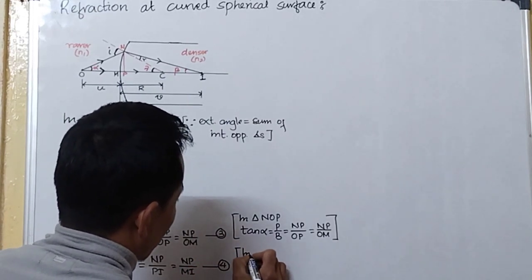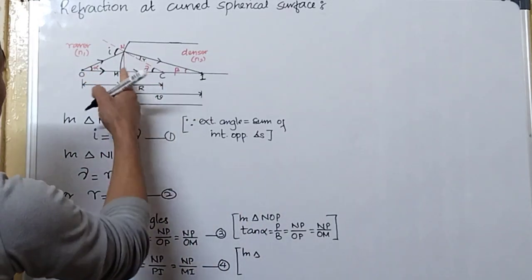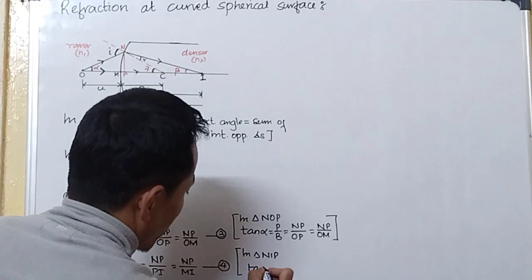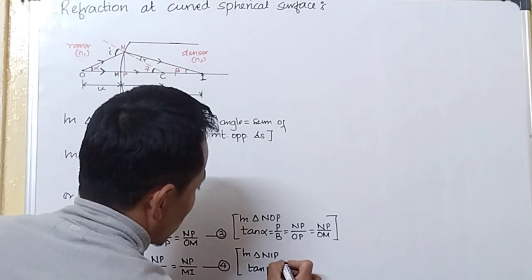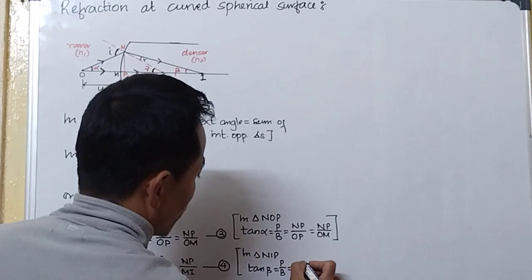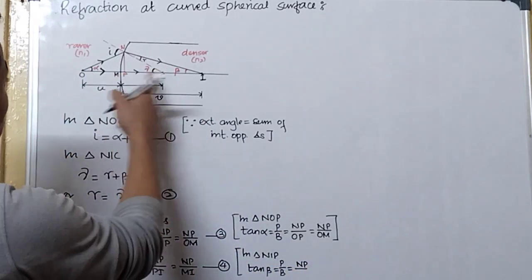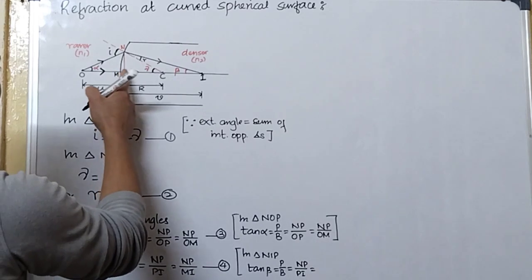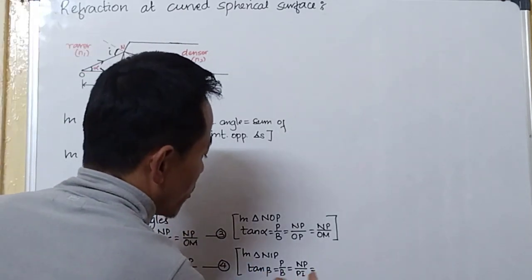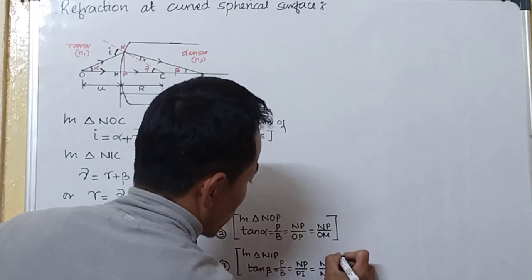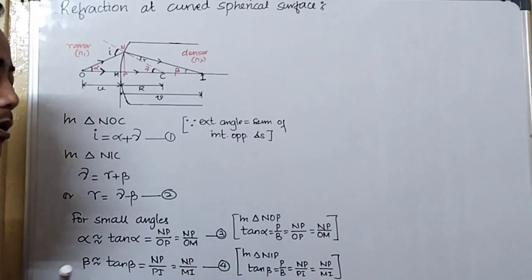For this we have taken the triangle NIP. In this triangle NIP, tan of beta will give us perpendicular by base. So perpendicular here is NP and base here is PI. Now as I said, since M and P are close to each other, we can consider PI nearly equal to MI. So that's how we got equation number 4.